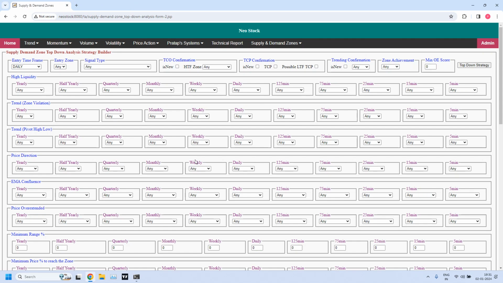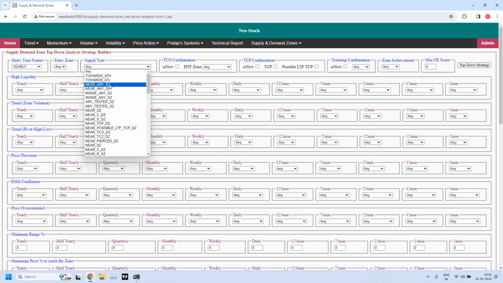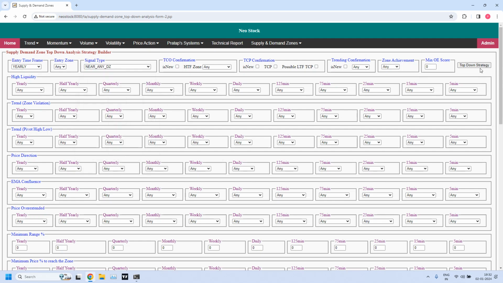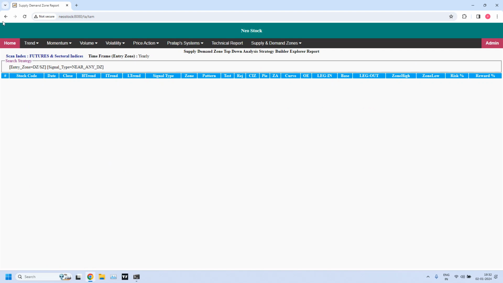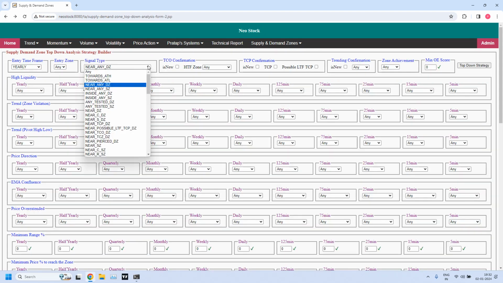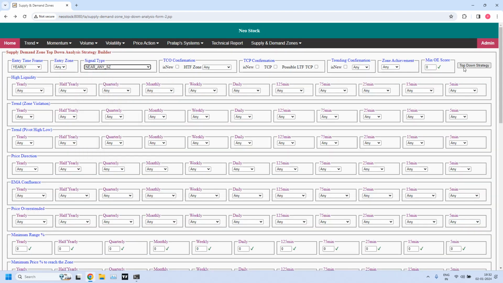Now let us generate demand and supply zones, stocks near demand and supply zones for all the time frames, starting from yearly time frame. Let us find the stocks near yearly demand zone. No stocks are there. Let us find the stocks near yearly supply zones.